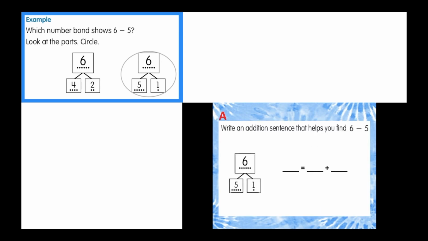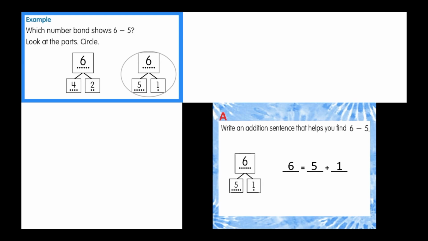Now that I've found the number bond that matches my subtraction sentence, I'm going to work on writing an addition sentence that helps me find 6 minus 5. Since this is an addition sentence, I know that my whole is going to go on one side of the equal sign by myself. So I can fill in the 6 on the side of the equal sign by itself since that is the whole. Now I can fill in my parts or my add-ins for 5 and 1. I can put these in any order.